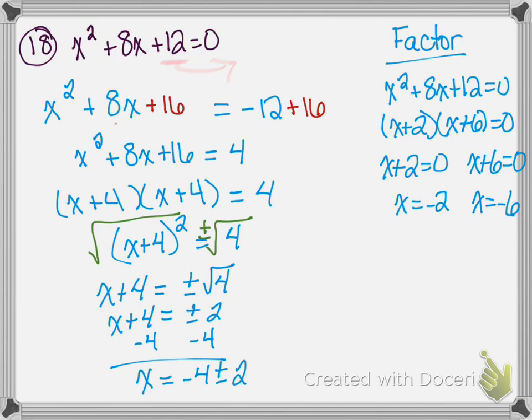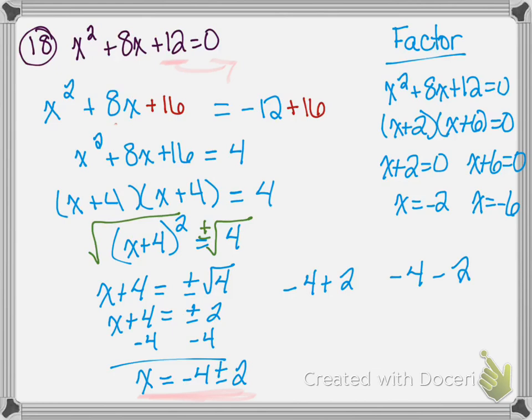Now, the danger is that students stop right here. And if it was a complex answer, which had i in it, or it was an answer that had a square root in it, which makes it irrational, then we would stop right there. But we can keep going. This negative 4 plus or minus 2 means negative 4 plus 2 and negative 4 minus 2. So we can keep going with that.